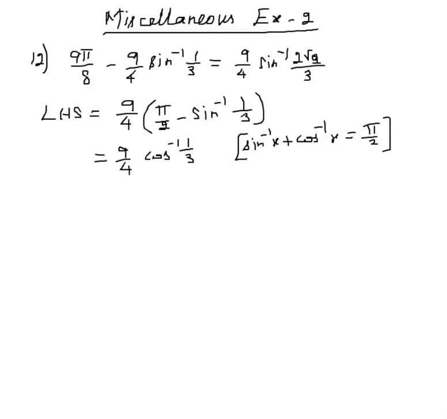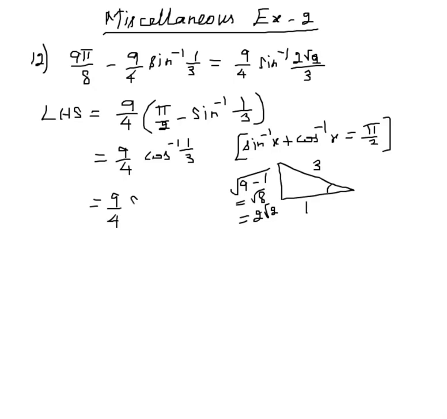But here the answer is given in terms of sine inverse. So let us change cos inverse to sine inverse using triangle method. 1 by 3 is a positive value, so first quadrant angle. Cos is adjacent by hypotenuse. We can find the opposite side: root of 9 minus 1, which is root 8. Root 8 can be written as 2 root 2.